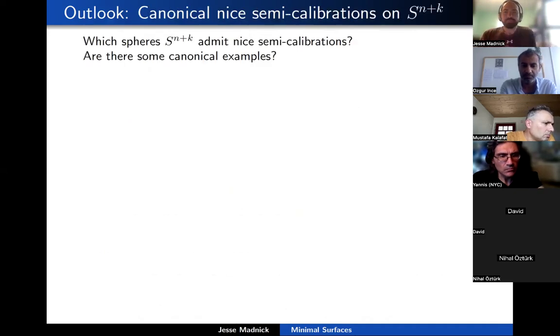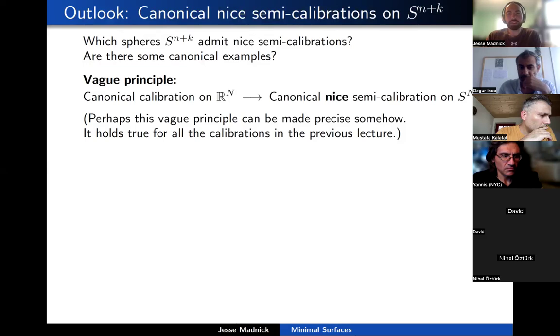Okay, so here I am talking about spheres admitting semi-calibrations, but are there any semi-calibrations? Where do they come from? Are there some canonical examples? And the answer is yes. The vague principle here is that if you have some calibration that's canonical on Euclidean space, then that often induces a canonical nice semi-calibration on the unit sphere. Probably this can be made precise. Probably there's some theorem or proposition or lemma one can prove to this effect. I haven't tried. Or well, I tried at one point and it was too annoying, but maybe one of you can work this out.